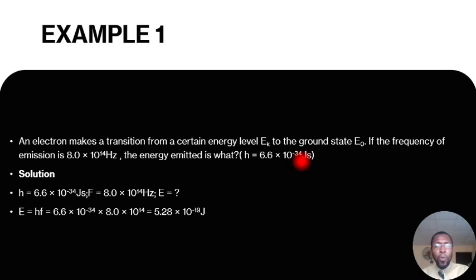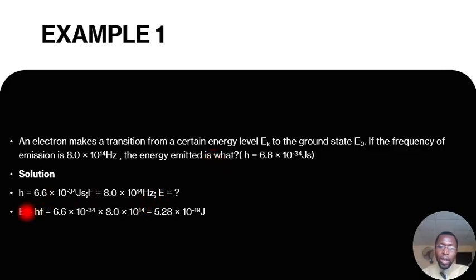Good. So what we need to do here is to write out our parameters first. One of the parameters given to us here is the Planck constant, that's the h. It's written out 6.6 times 10 to the power minus 34 joule-seconds. And then we are also given the frequency of the emission, which is 8.0 times 10 to the power 14 Hz. Then we are made to calculate the energy, the energy emitted. That's our capital E, unknown.